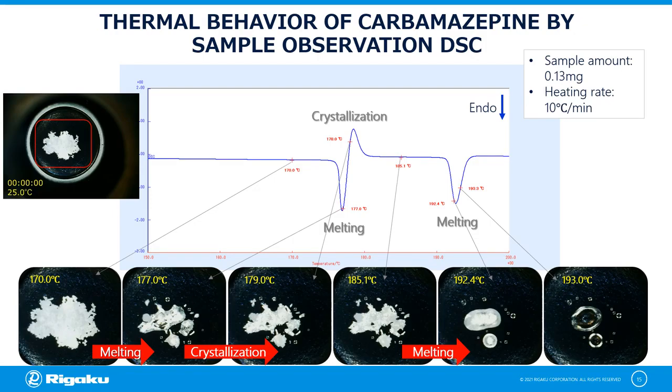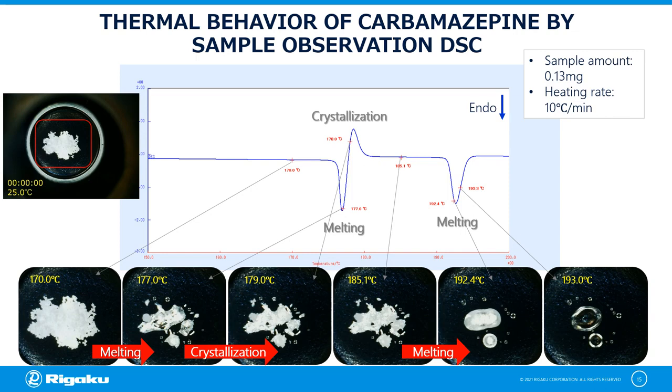Results show that the exothermic peak is continuously observed immediately after the endothermic peak at 177 degrees centigrade. After that, another endothermic peak is observed at 193 degrees centigrade. Looking at the sample images at these peaks, the sample that was in a powder state at 170 degrees centigrade melted at 177 degrees centigrade, revealing a change in shape and has partially become transparent.